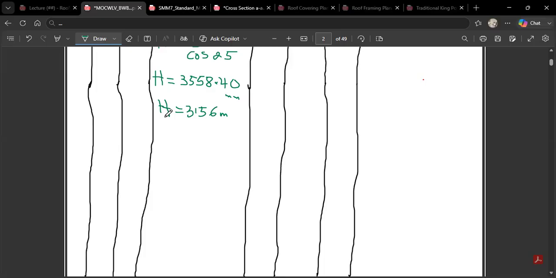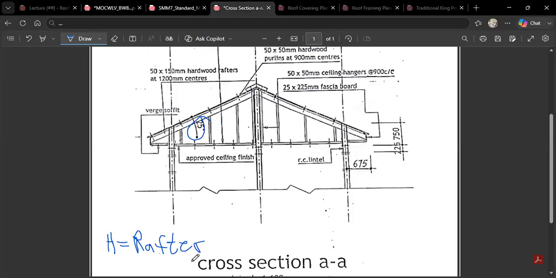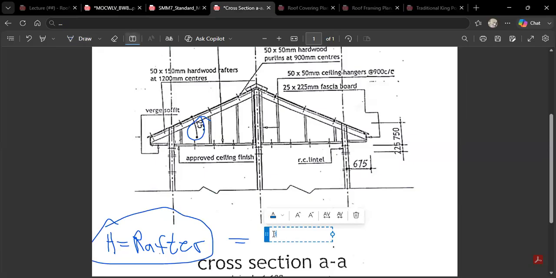So at the end of the day, we now know the length of our rafter. We now know the length of our rafter, as I was telling you over here. You see this rafter, the H which is the rafter, we now know that the value of it is equal to 3.56 meters. Exactly.